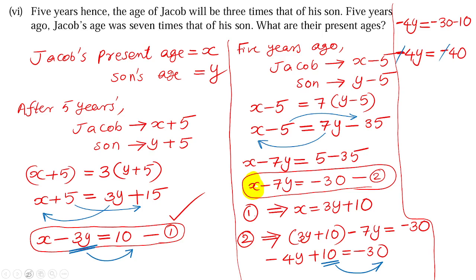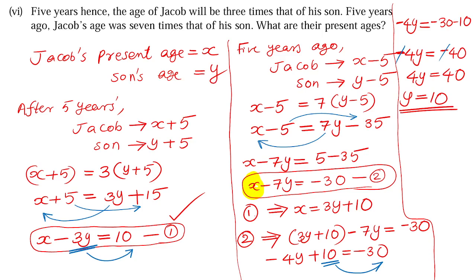Minus 4y equal to minus 40, minus cancelled. 4y equal to 40, or y equal to 40 by 4. 40 by 4 is 10. Y equal to 10, meaning that the son's present age, y, is 10 years.